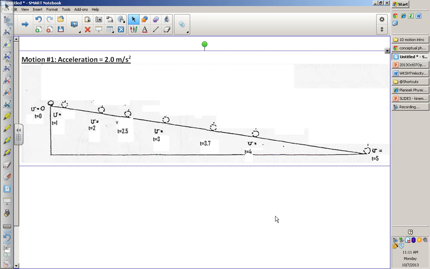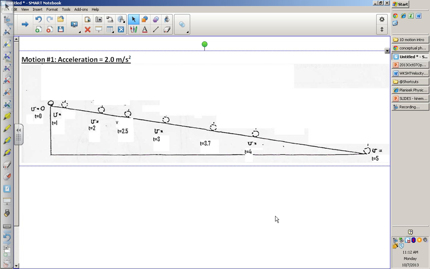Or it could also be getting slower, or what's the third kind? Turning, right? Constantly turning, changing direction, okay? So, this picture of this ball rolling down this ramp represents a motion with constant acceleration. I'm going to tell you that this ramp has been tilted in a way that the ball experiences an acceleration of 2 meters per second squared.